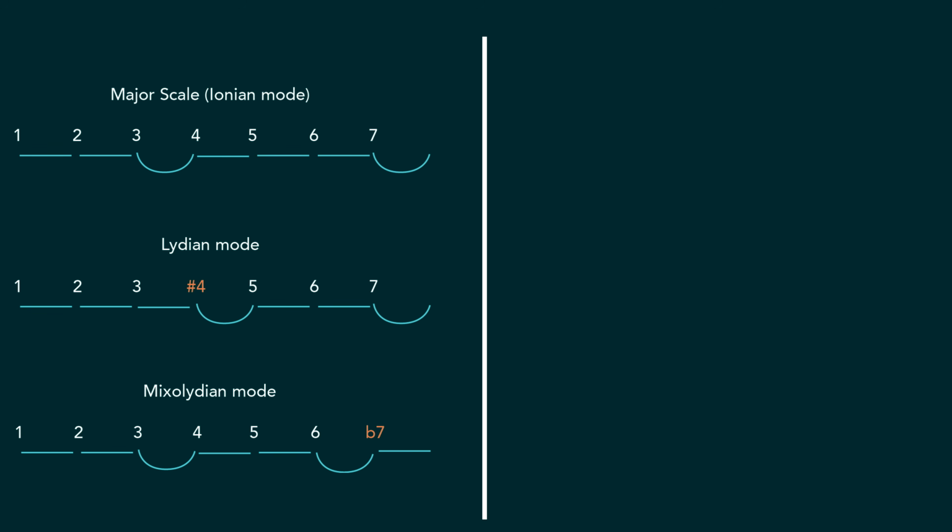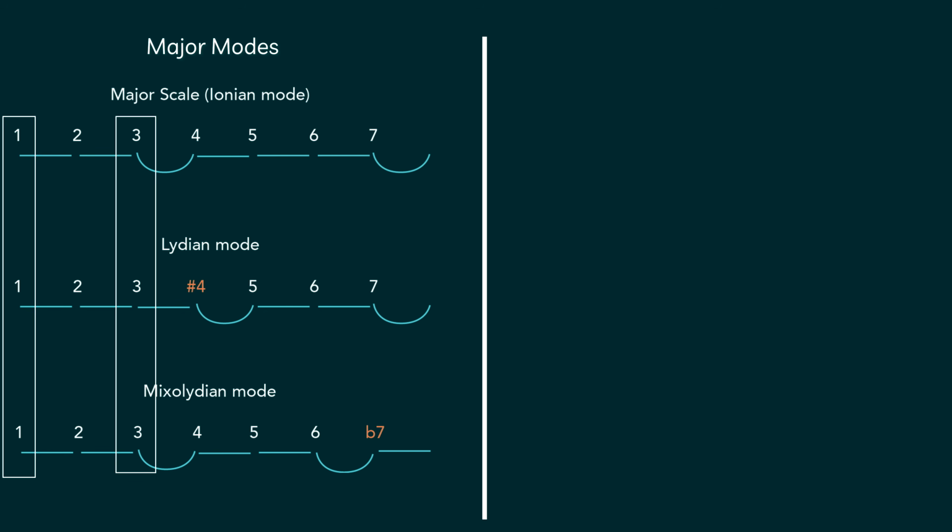So these three modes are what we call major modes. And the reason why is because, again, they are very similar to the major scale, but to be more precise, it's because these modes all include a major triad. So in all of these modes, we have the chord tones 1, 3, 5. And so as we'll see, these modes will typically be played over major chords.